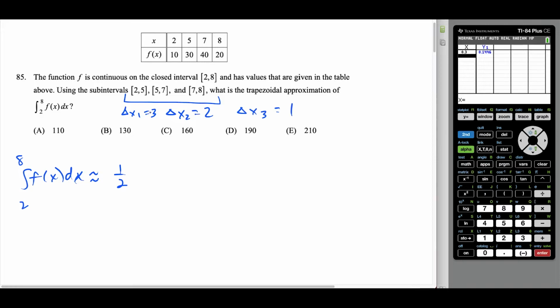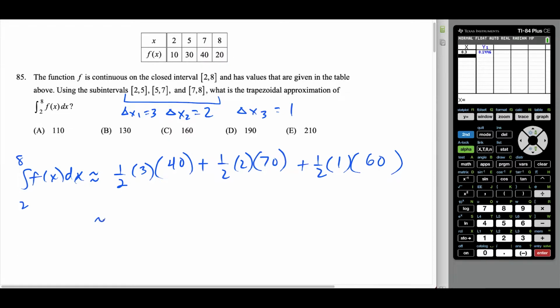So I'd have 1/2 times the first delta x. And then what I have here is the sum of the y values. So I'm doing 10 plus 30 first, and that's just going to give us 40. And then we have plus 1/2, the new delta x is 2. And if we focus on the y values between 5 and 7, the endpoints are going to be 30 and 40. So when we do the sum of 30 and 40, that's going to give us 70. And then next we have plus 1/2, delta x this time is 1. And the last sum to look at is the sum of the y values between 7 and 8. So we have 40 plus 20 this time is 60.